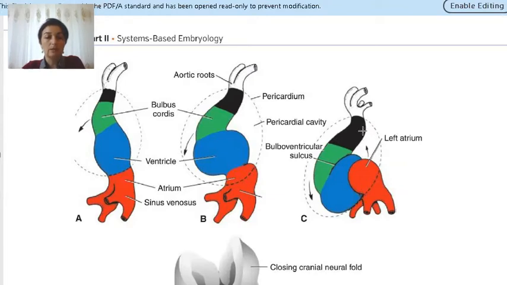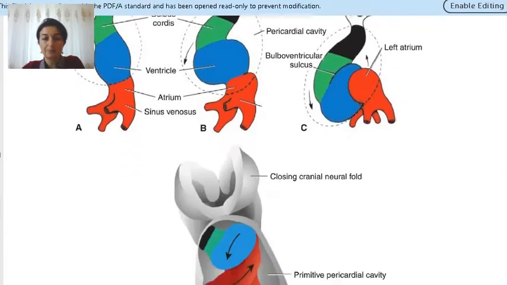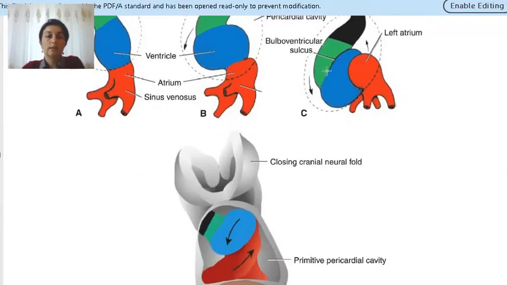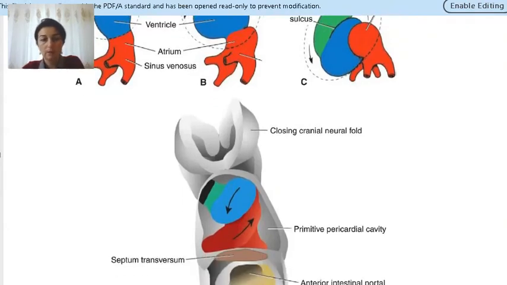Finally we will see the heart tube forming a loop-like structure, in which the bulbus cordis bends downward, and then the initial part of the bulbus cordis will participate in the formation of the right ventricle. This blue colored ventricle will be the left ventricle, and that will be the initial atrium, and the sinus venosus will be located in the cranial part of the heart tube.